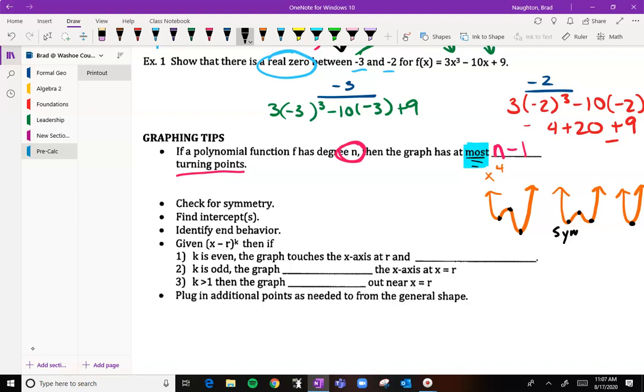So some other things that you want to do is check for symmetry. This is what we're going to call symmetry. Okay? It looks the same. It looks pretty. This one, not so much. Alrighty. Find the intercepts. Okay?